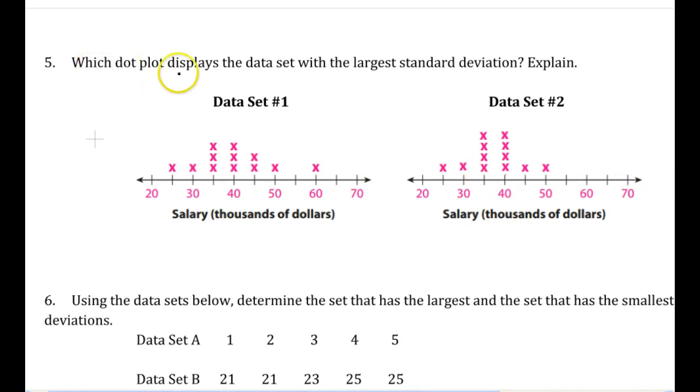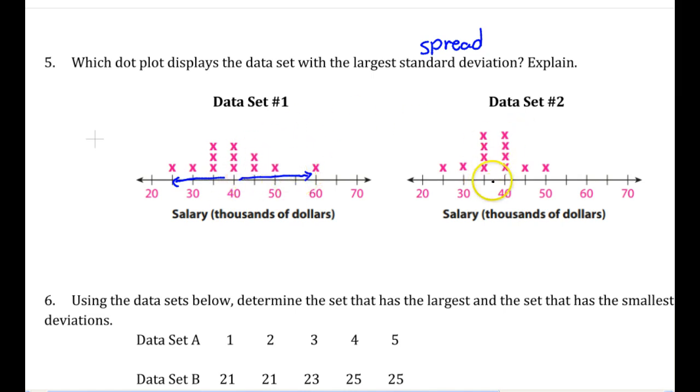Okay. Alright, so which dot plot displays the data set with a larger standard deviation? Remember, standard deviation is the spread. How spread out is the information. Okay. If you look here, this looks to be like the middle information, 40, and we have some all the way down here to 25, and we have something all the way up to 60. So this is pretty well spread out.